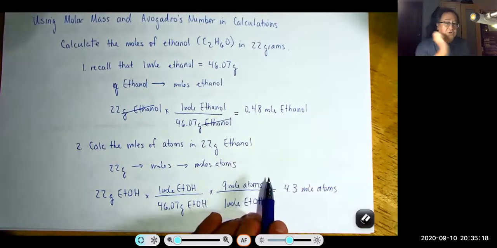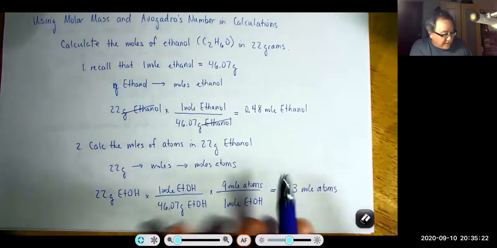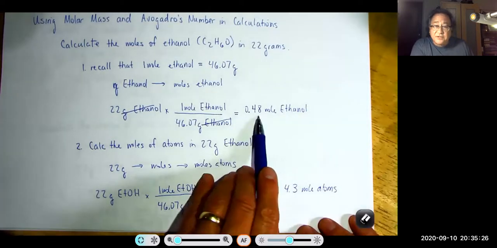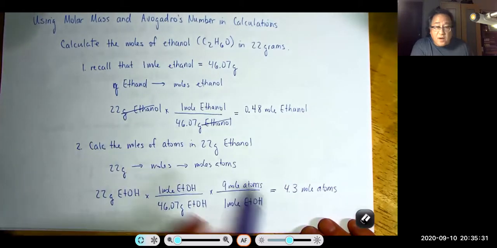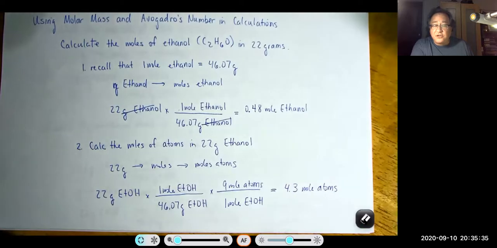When we do the work, you can see that 22 divided by 46 is going to be close to half, and indeed our answer is close to half. Why 2 significant figures? The answer is because the 22 has 2 significant figures, the 1 is infinite, and the 46.07 has 4. So with the multiplication rule for rounding, I'm going to round to 2 sig figs, the lowest number of significant figures in any of the beginning numbers.